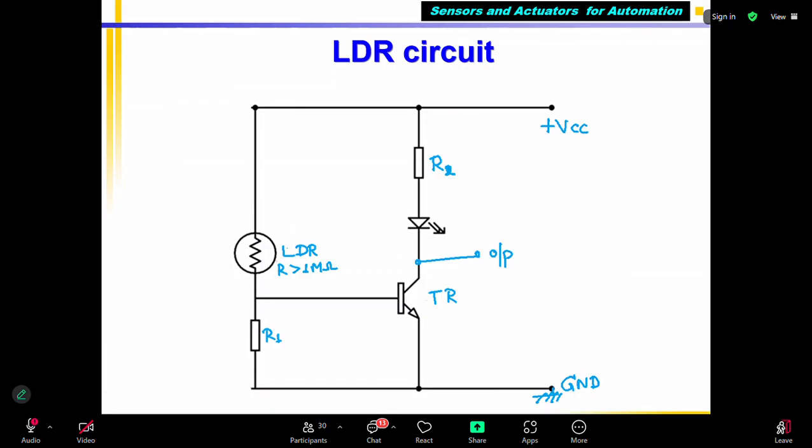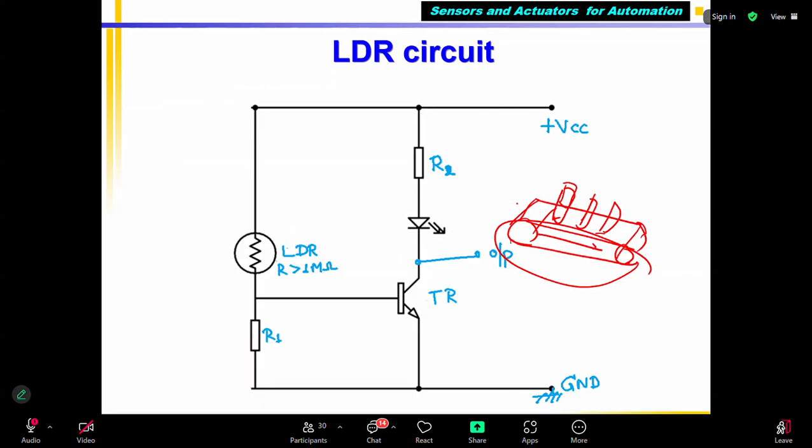Another example is using them as an electronic counter. For example, there is a conveyor belt, and the conveyor belt is rotating on two rollers like this, on which objects are coming. In your factory, items are moving in this direction because the conveyor belt is rotating. Now, I want to count the number of objects moving.